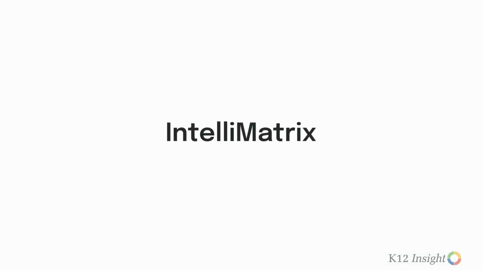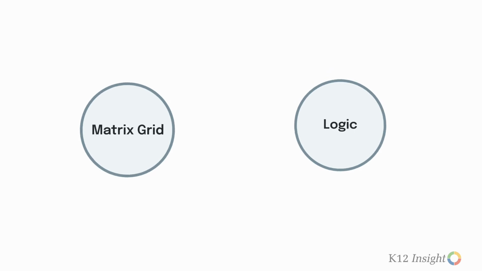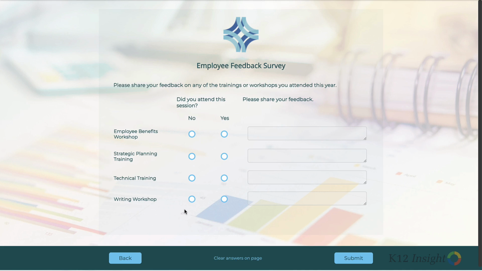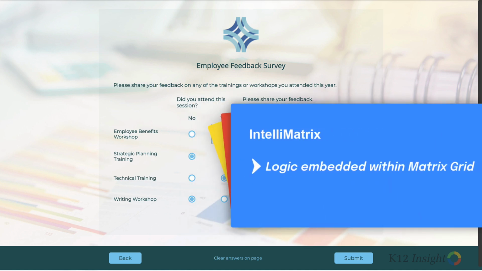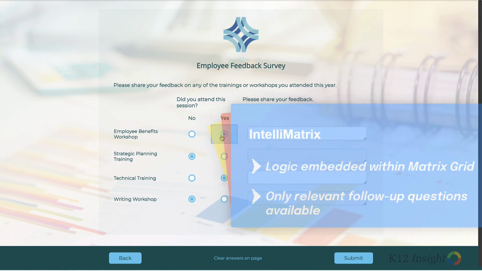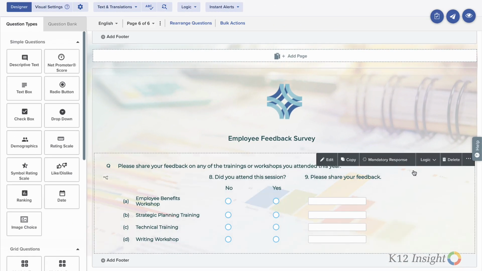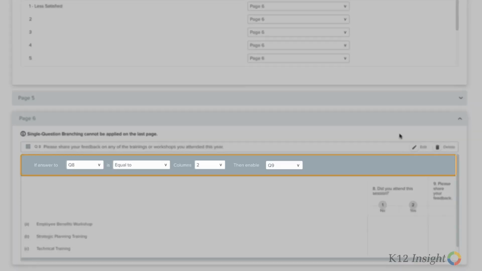One final option is the IntelliMatrix. This feature multiplies the power of a matrix grid with the power of logic. Here, logic is applied inside of a matrix grid so that the answer to one question determines whether the participant is asked to answer the question in the next column. This saves time and space when you'd like to ask follow-up questions only to relevant groups, like those who attended a specific workshop. Set up an IntelliMatrix by selecting Logic, then Single Question Branching, and define your rules based on answer option columns.